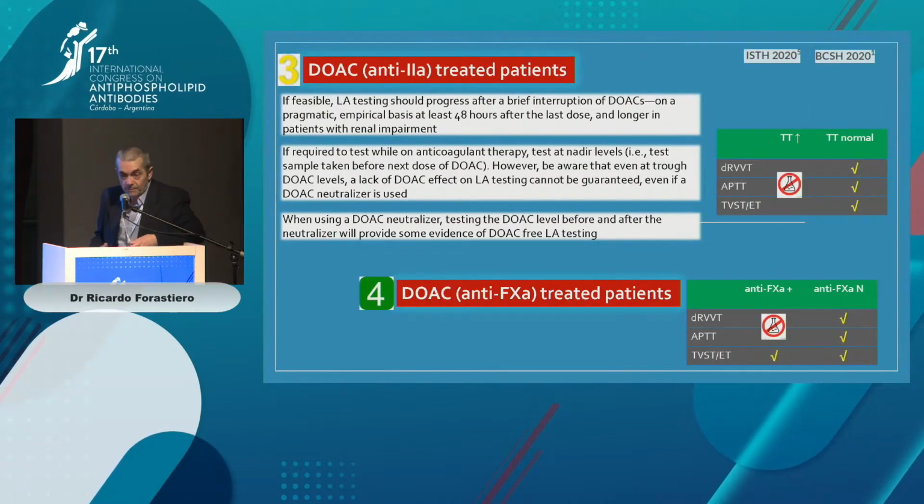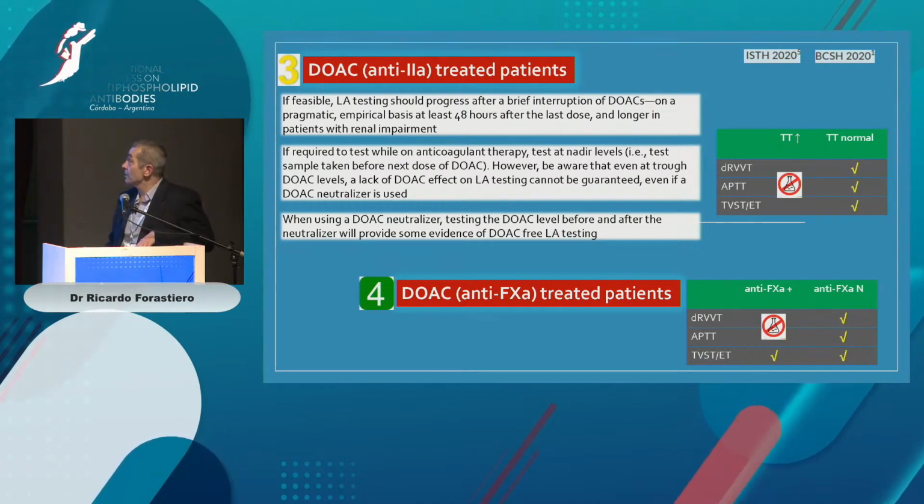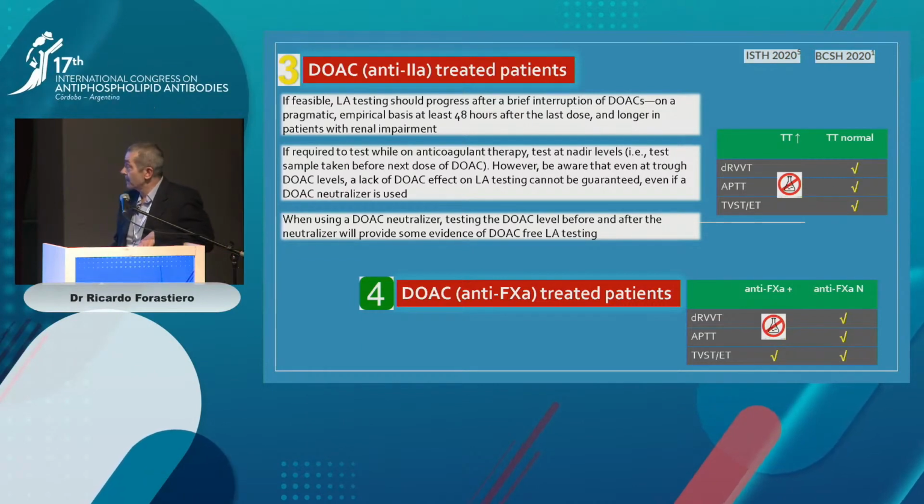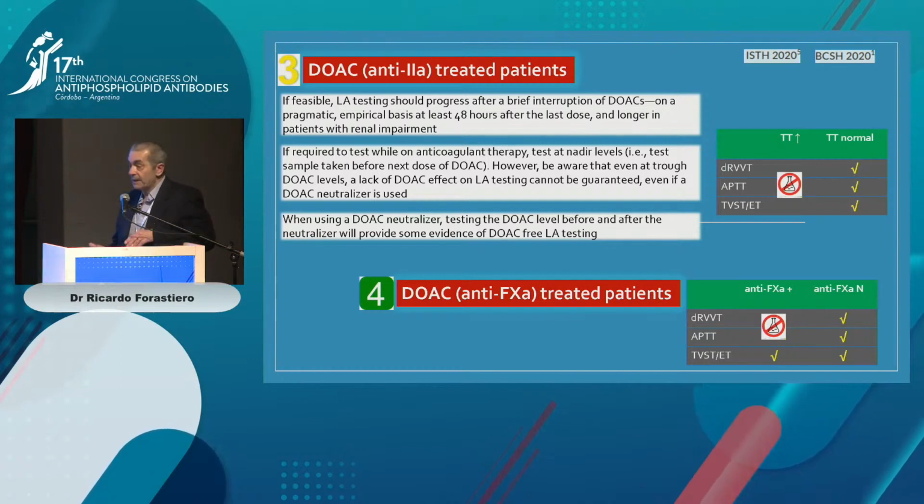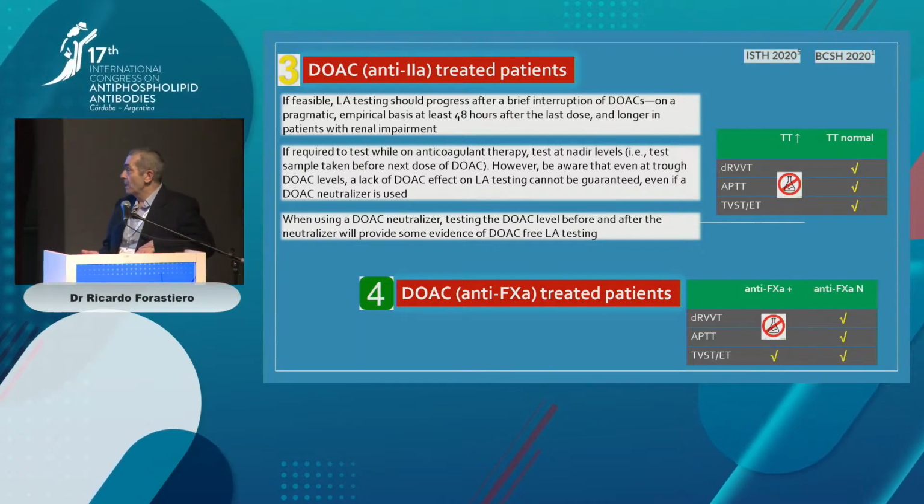When patients are under direct oral anticoagulants, it's feasible that LA testing should be performed after a brief interruption of DOACs on a pragmatic empirical basis, at least 48 hours after the last dose, and longer in patients with renal impairment. If required to test while on anticoagulant therapy, test at nadir levels, test samples taken before the next dose of DOAC. However, be aware that even at trough DOAC levels, a lack of DOAC effect on LA tests cannot be guaranteed, even if a DOAC neutralizer is used. When using a direct oral anticoagulant neutralizer, testing the DOAC level before and after the neutralizer will provide some evidence of DOAC-free LA testing.